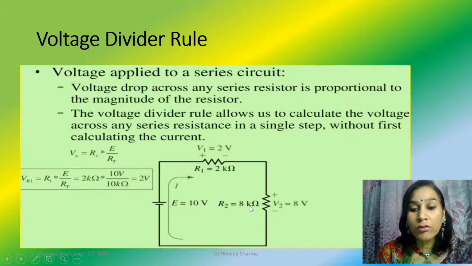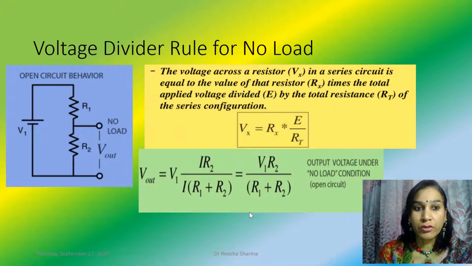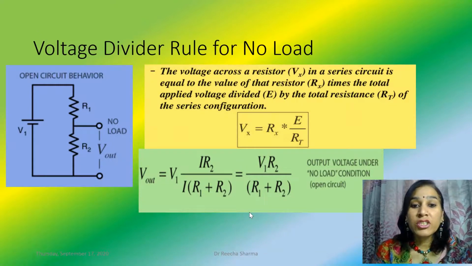Similarly, we can find the voltage across R2, that is VR2, and the formula for this is R2 into E upon RT. So this is the voltage divider rule. The voltage across a resistor Vx in a series circuit is equal to the value of that resistor times the total applied voltage divided by the total resistance RT of the series configuration.